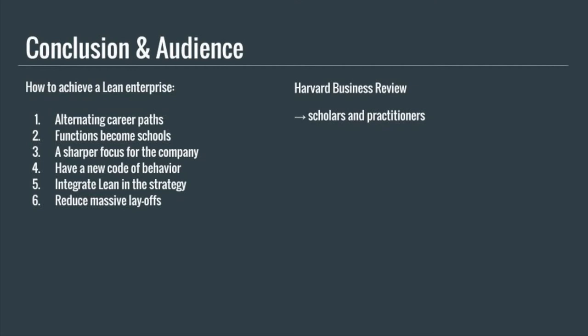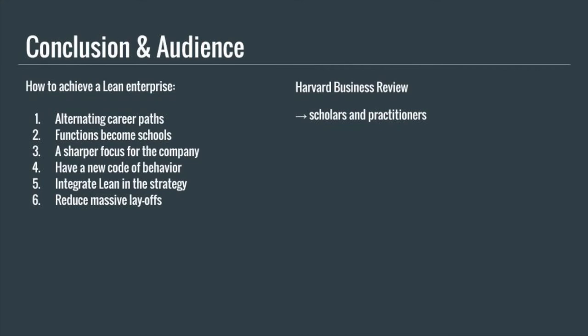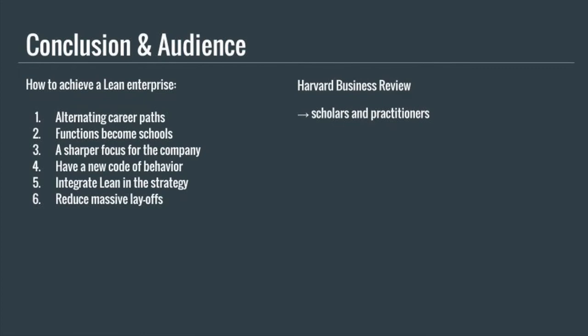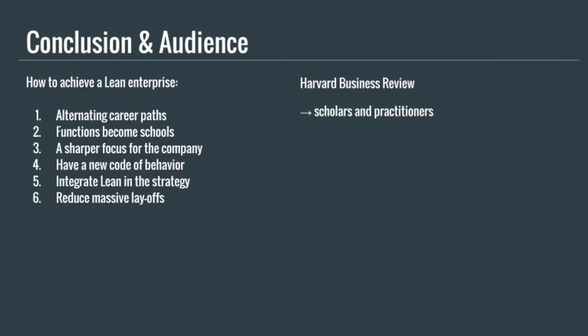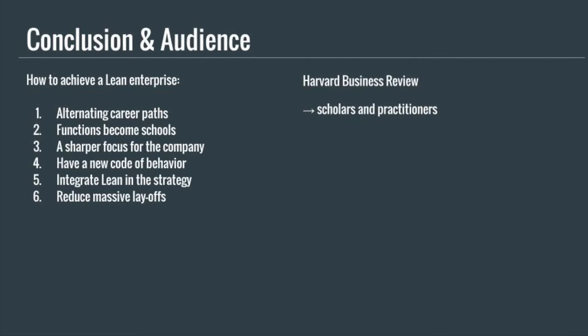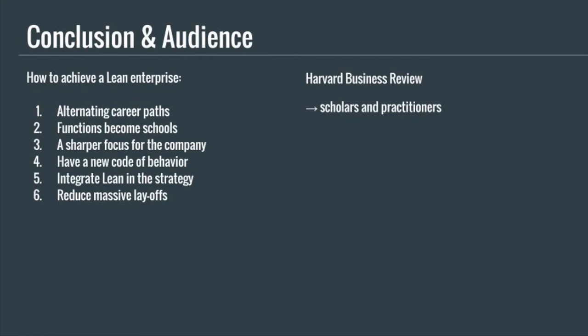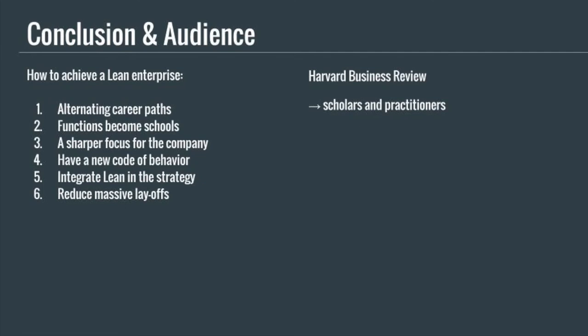In order to make individuals gain process perspective and take the bigger picture into account, Heinz et al. suggest alternating career paths. Functions should become schools. That means that functions should share their knowledge and develop best practices. A sharper focus for companies means that single companies should focus on their best practices. The entities within a value chain should agree on a code of behavior that should be transparent to everyone.